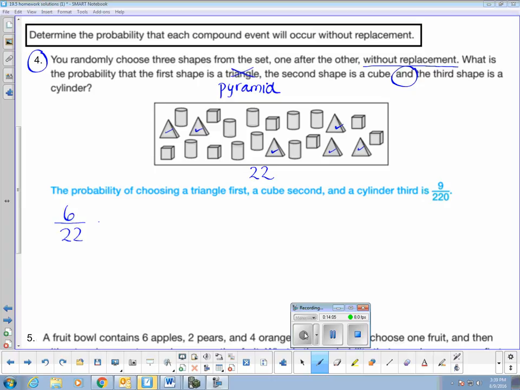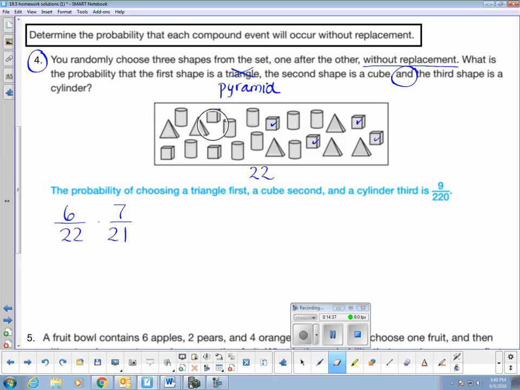Now, I want to know what the probability is that the second shape is a cube. So there are 7 cubes. Now, what I have to remember is when I took out the first pyramid, I did not replace it. So now there are only 21 shapes left in that set.